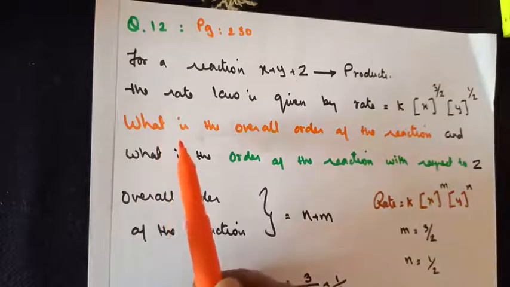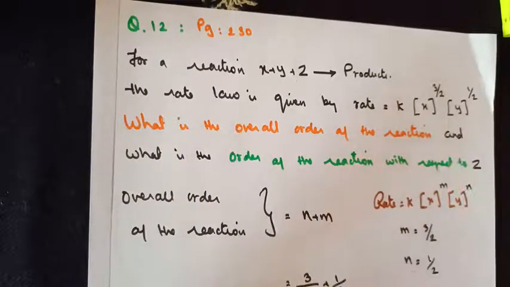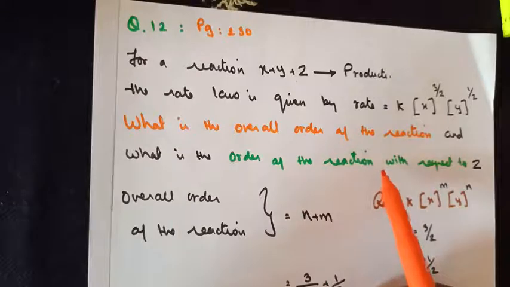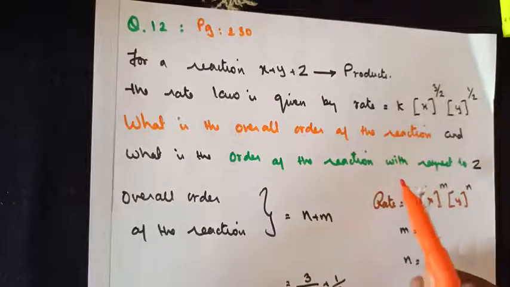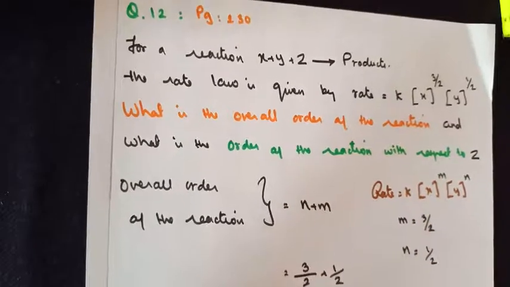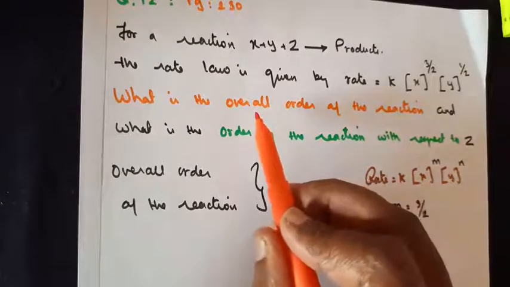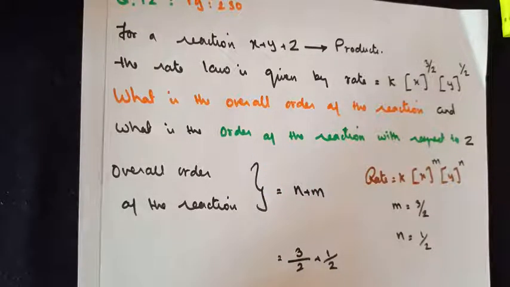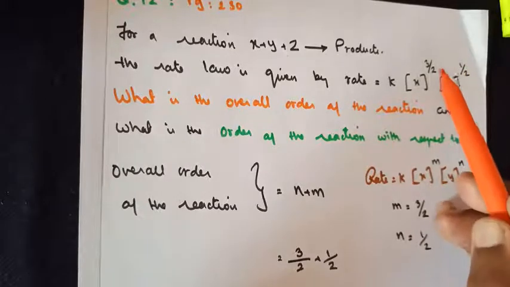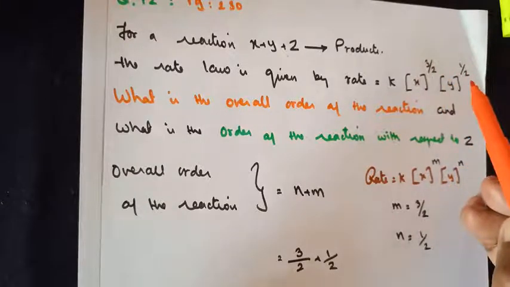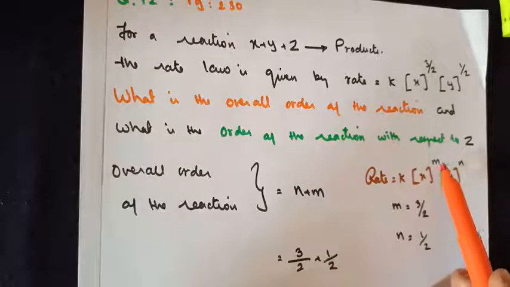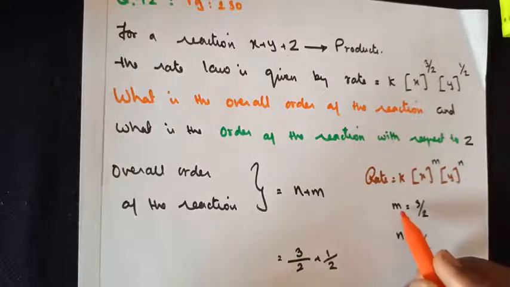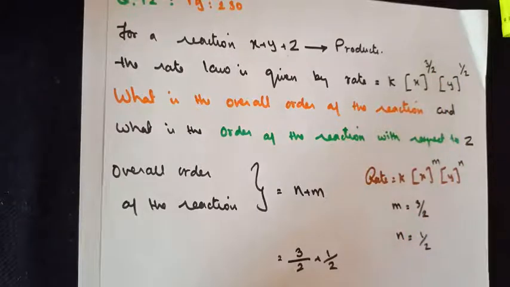So x to the power 3 by 2, y to the power 1 by 2. Now what are they asking us? What is the overall order of the reaction? And what is the order of the reaction with respect to z? The second question will come back later. Let's concentrate on calculating the overall order of the reaction. The rate law is given, the same thing I'm writing here. Instead of writing 3 by 2 and 1 by 2, I'm writing it in terms of the formula, m and n, or n and m, one and the same. Take the m value to be 3 by 2, the n value to be 1 by 2.